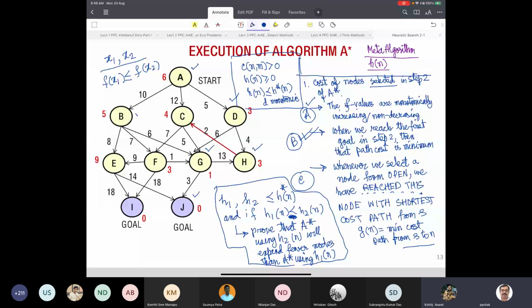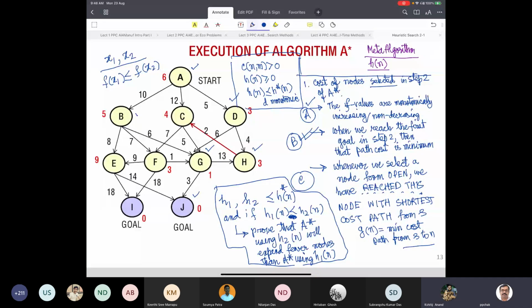Right, sir. So, sir, when I selected x1, there is only one possibility for x2: it must have come after expanding x1.